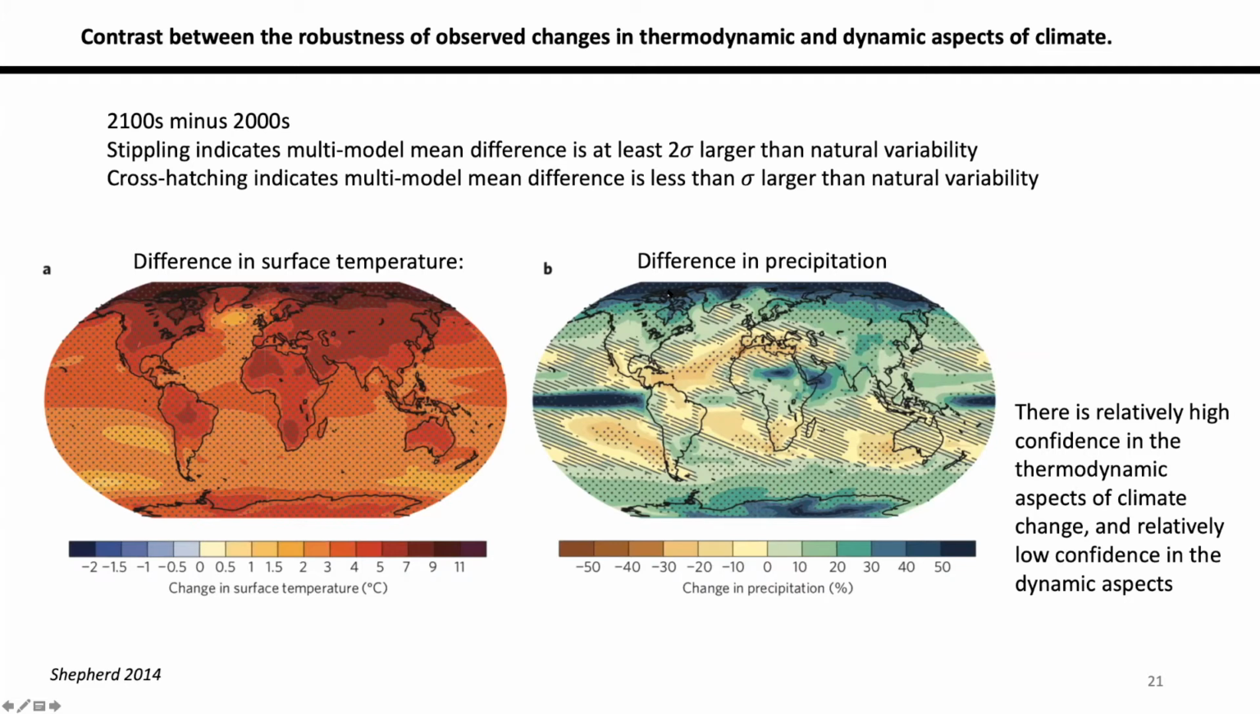Again, the stippling marks places where the changes are significant compared to natural variability, but the hatching marks places where the changes are not significant compared to natural variability. So we're seeing a lot of places where the models suggest something is happening, but we can't disentangle it from what just happens in the year-to-year changes. This comes back to the idea that for something like precipitation that relies on dynamics, there are still a lot of places where the signal is not large compared to the noise.